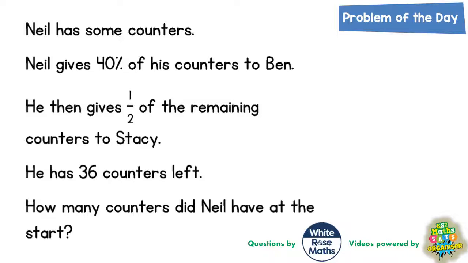It says Neil gives 40% of his counters to Ben. He then gives half of the remaining counters to Stacy, and he's got 36 counters left. How many counters did Neil have at the start?